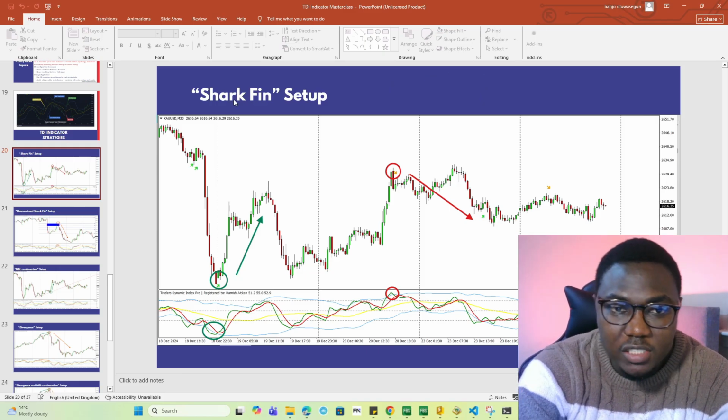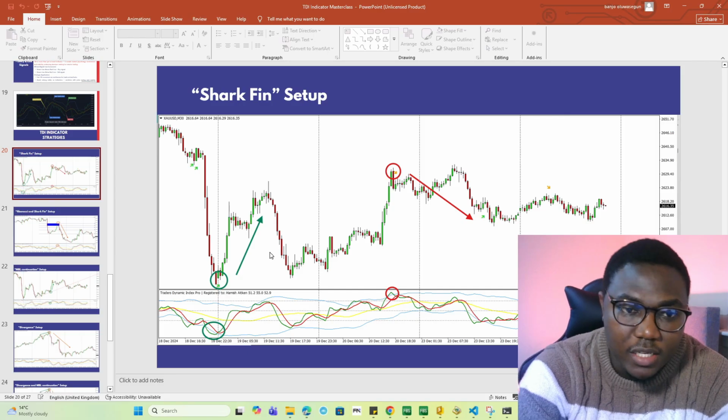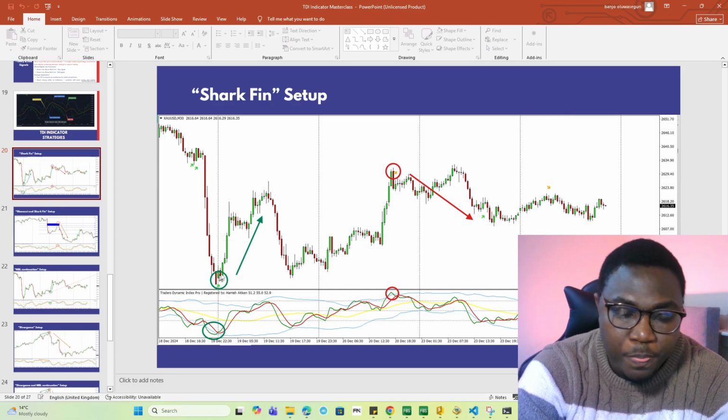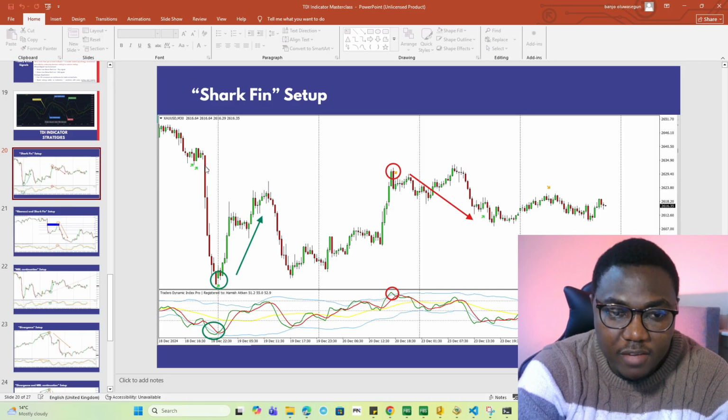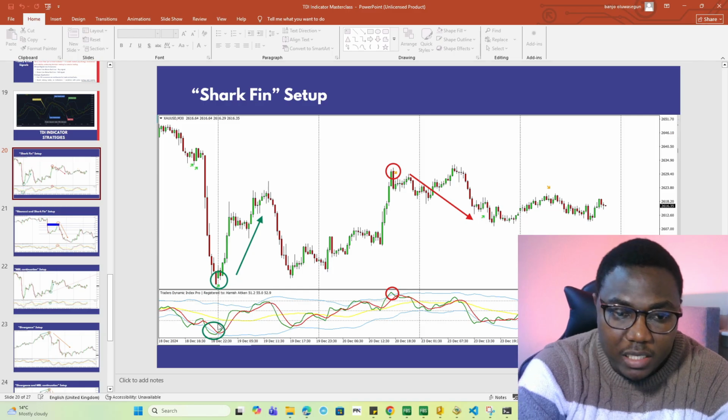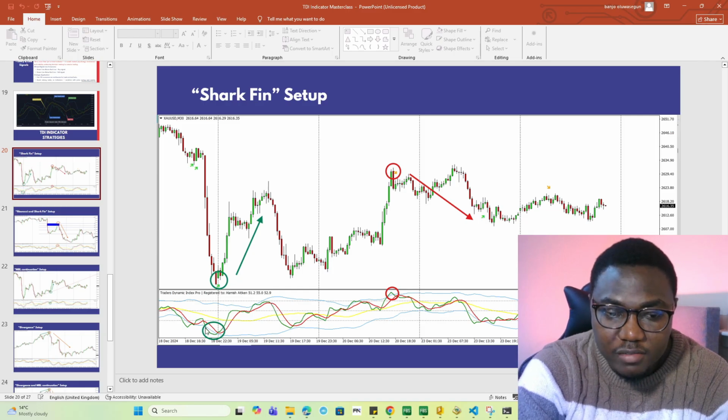All right, so we have the shark fin setup. Basically, the shark fin setup is a reversal signal, where the market is in a very strong downtrend, it gets to the overbought or oversold period, basically the extreme zone, and we have this green line push out of the Bollinger Band and then cross back in. That's where we have our shark fin, and shark fin is very good to spot divergence. So we have this market reversed.